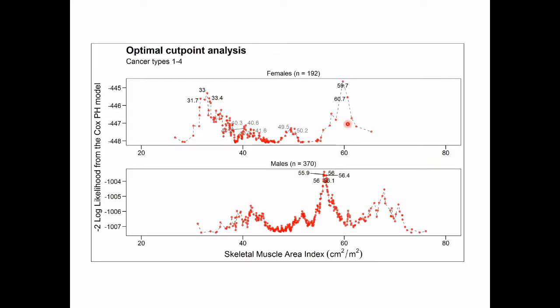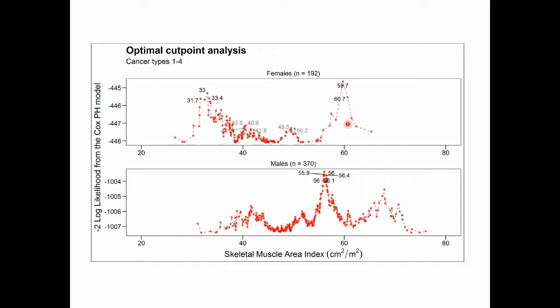For example, I was recently doing some work and people like finding these cutoffs in different measures. In this particular example, it was skeletal muscle area index among cancer patients and trying to predict survival. And you can do these things that are called optimal cut point analysis, and they'll find the cut point in a continuous thing that will maximize your ability to predict people's survival.